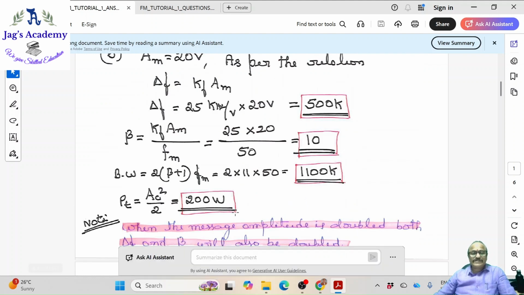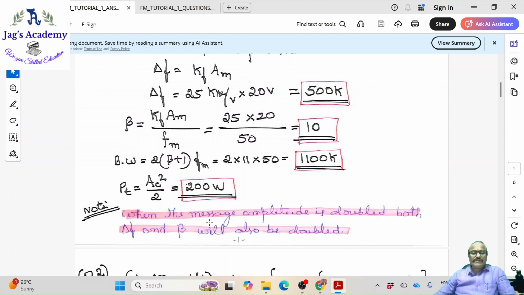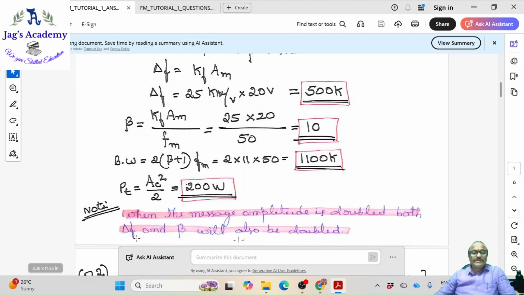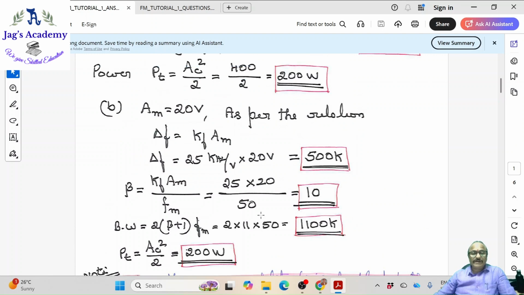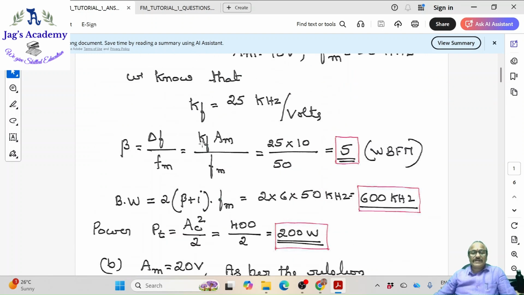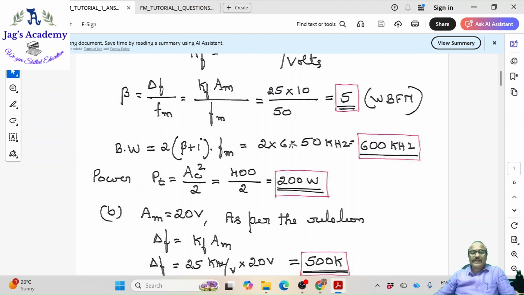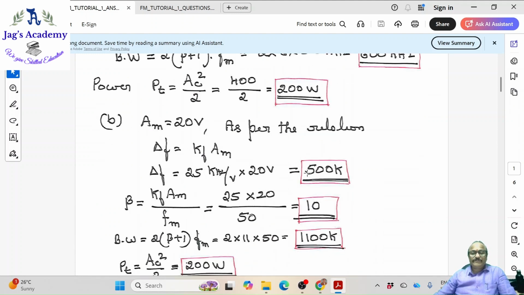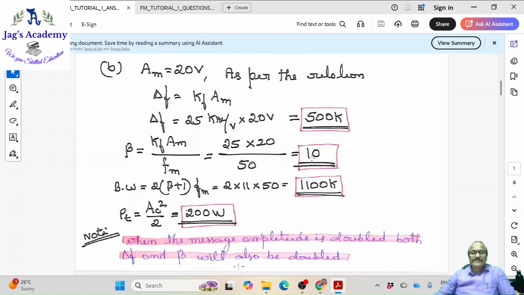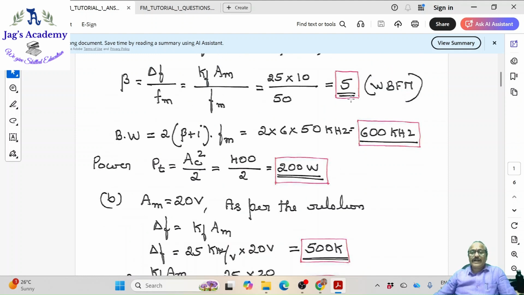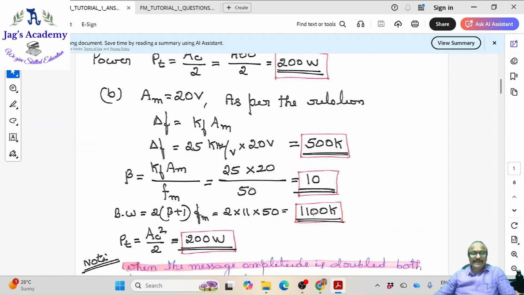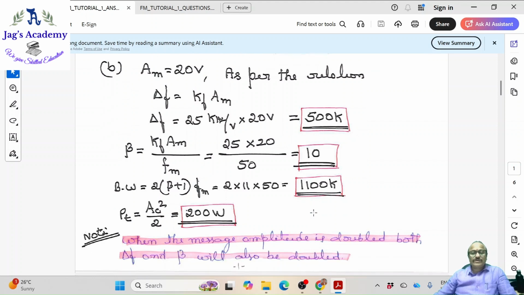So what change is going to happen here is, when the message amplitude is doubled, both delta F and beta will also be doubled. You can see delta F, earlier it was 25 into 10, that is 250, right? Now it is 500, right? Similarly, beta earlier was 5 and now it is 10, right? So this is the solution for this problem, and we will see the other question in the next video.